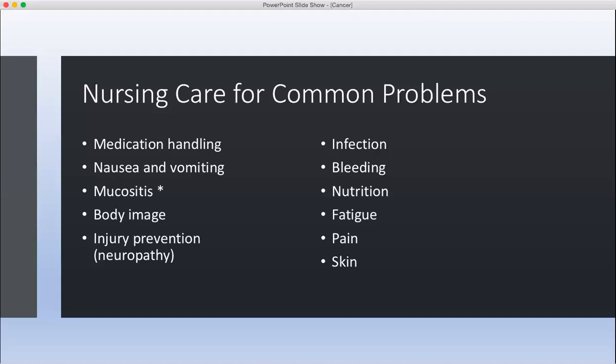Ondansetron/Zofran, that is probably the most common. Your book definitely talks about lots of other things, but we can do pharmacological interventions for nausea and vomiting. We can also do non-pharmacological interventions.